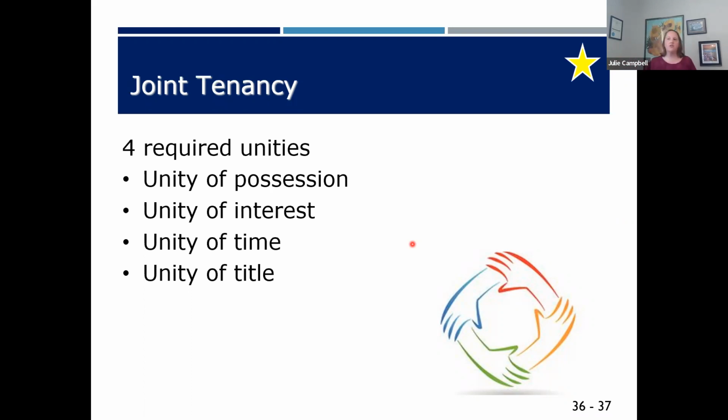Unity of interest, again, joint tenancy is typically equal interest. So we have an equal interest, unity of interest, unity of time, and unity of title. All joint tenants are taking title at the same time. We're all there at the attorney. We're all sitting there, all signing at the same time. We're all on the same deed. That's what we mean by the 4 unities of joint tenancy.